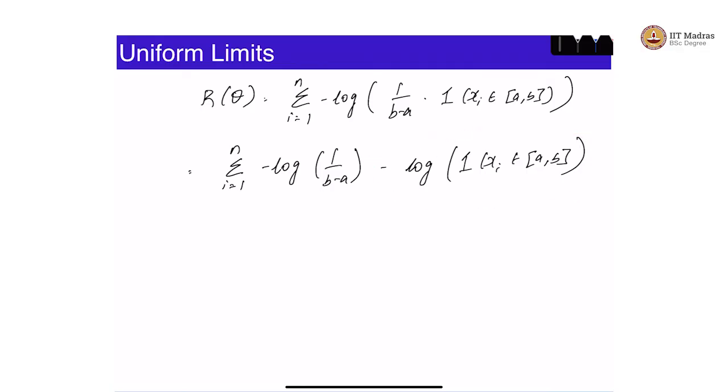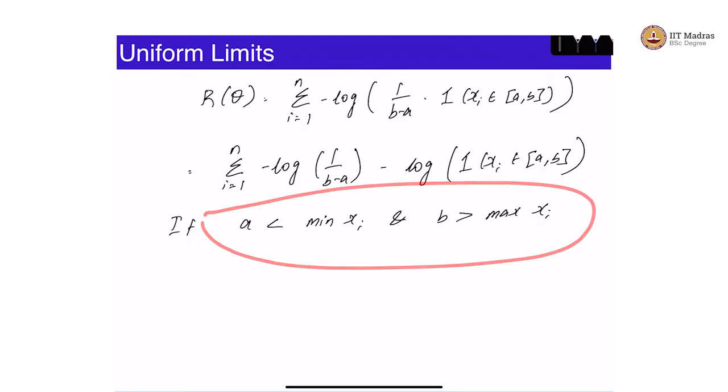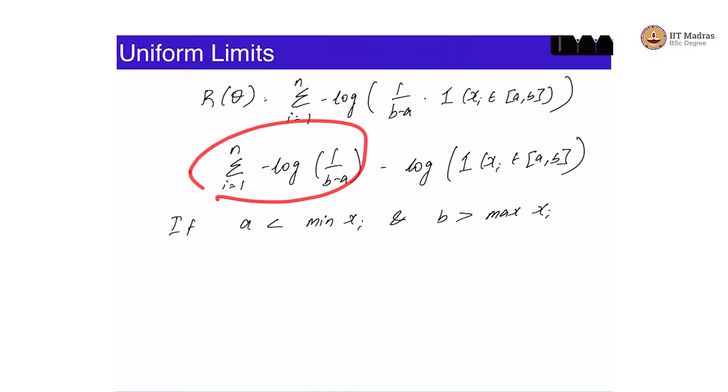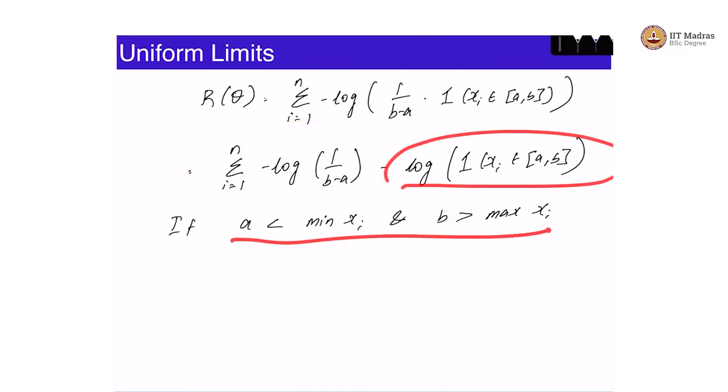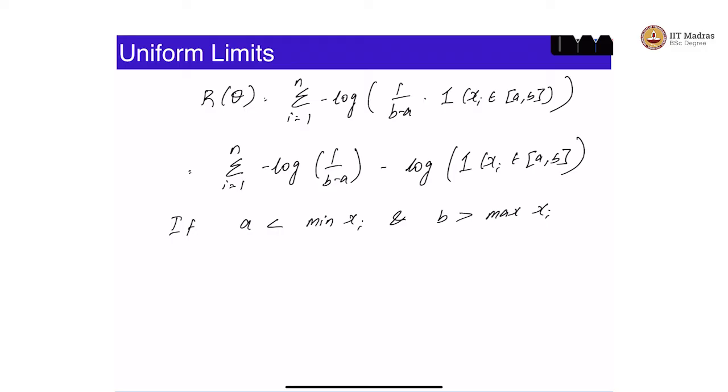So you can't have even a single xi outside the limits [a, b]. However, if a is less than min over xi and b is greater than max over xi, fine. If this is not true, then r of theta is going to be infinity. This is a finite term anyway, and if this clause is not true, r of theta is infinity. You want to minimize the negative log likelihood, so you don't want to choose such a theta.